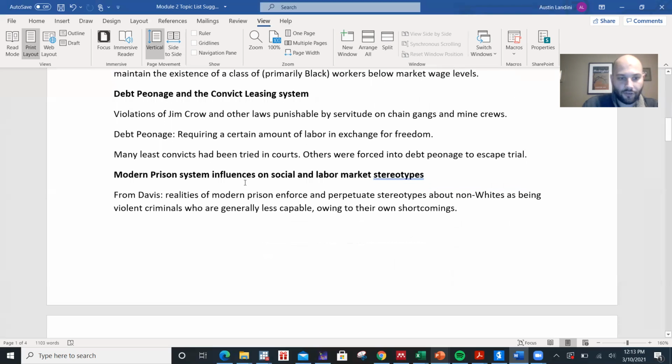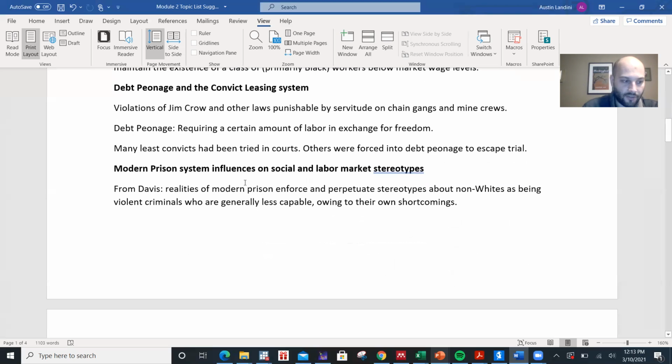Finally, we have one additional reading on the prison system and the likely modern influences of the prison system. And this is actually a very interesting book from Angela Davis titled Are Prisons Obsolete? We only read out of one chapter there, but I do recommend it as a reading for other people who are interested in modern prison.